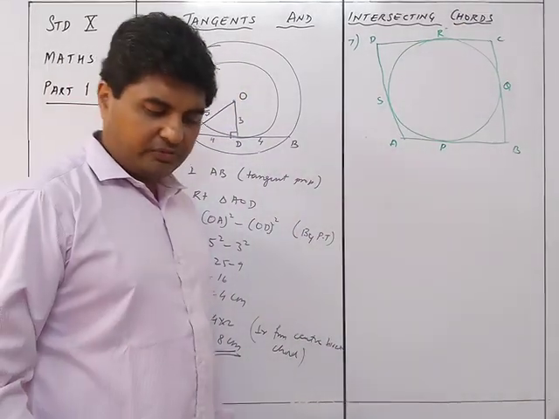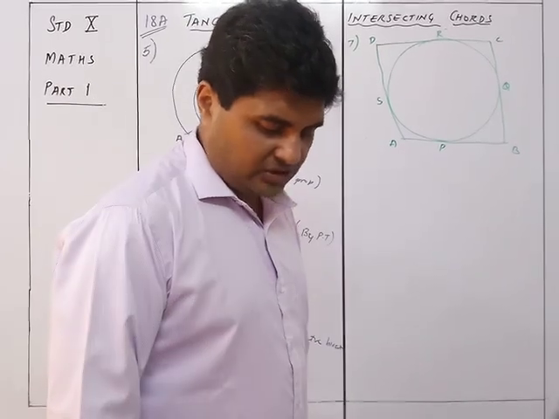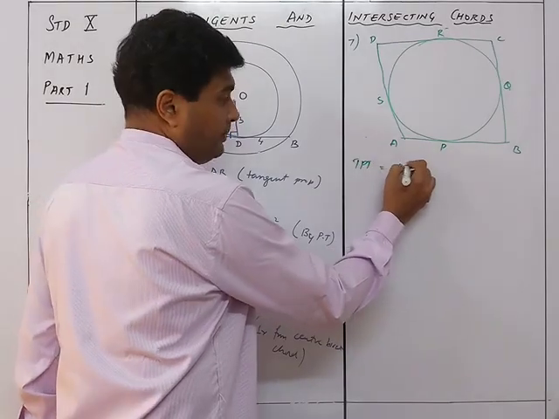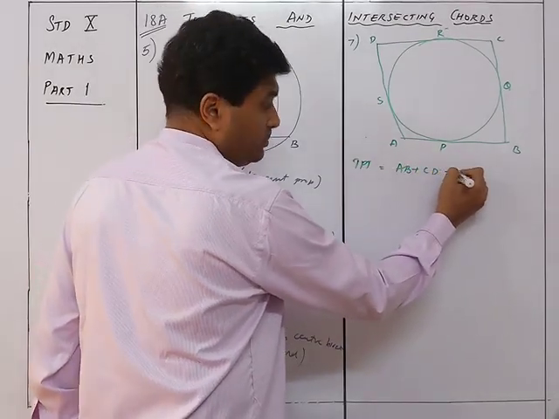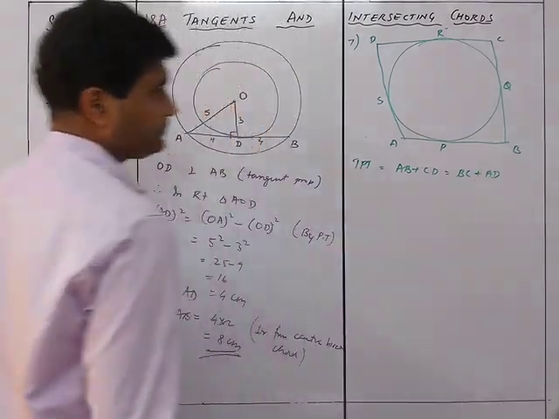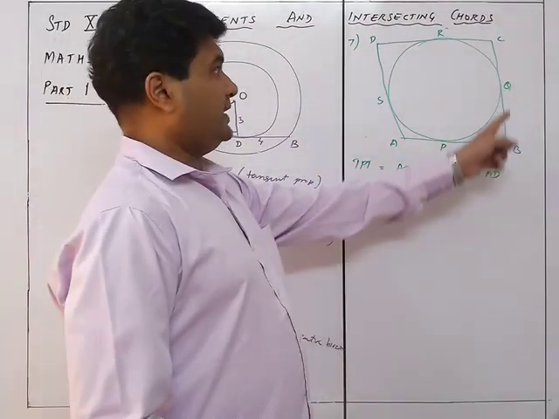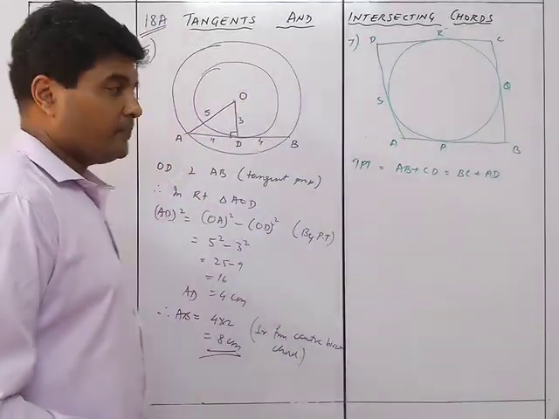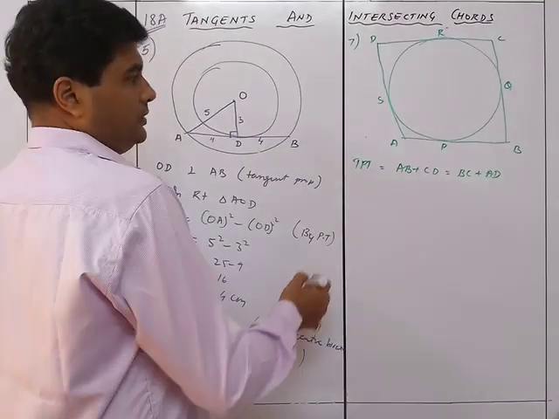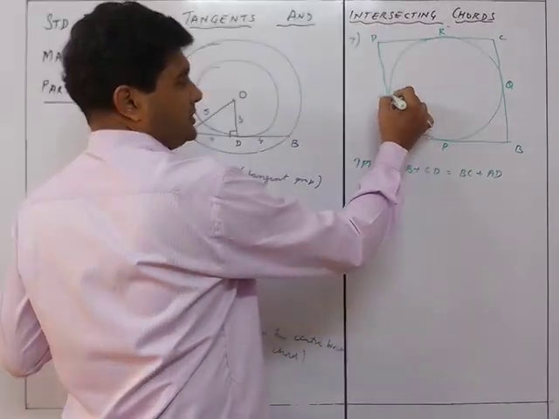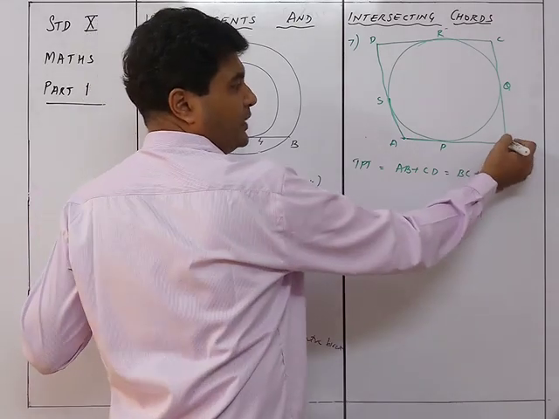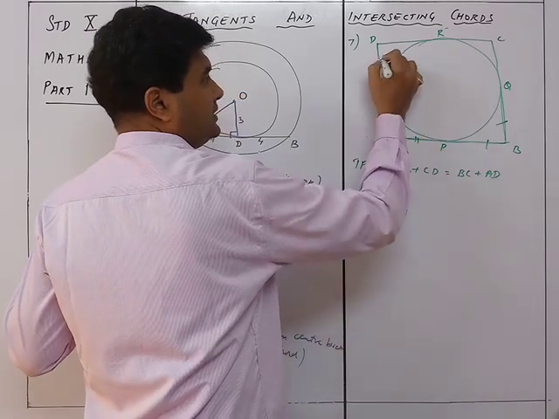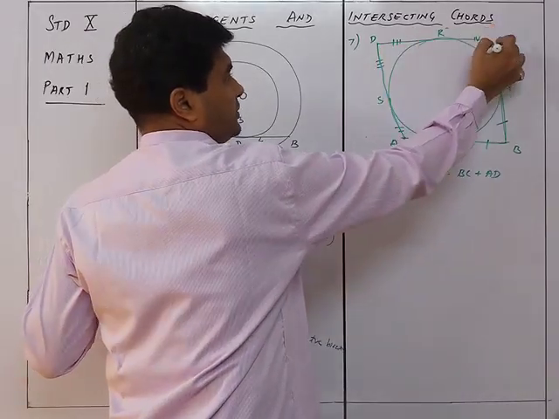The points of intersection of the circle and the tangents will be these, and we need to prove that AB plus CD is equal to BC plus AD. Very simple. Now, first of all, let's see from point A there are two tangents, AS and AP. From B there are two tangents, BP and BQ. So this is equal to this, this is equal to this, this is equal to this, and this is equal to this.